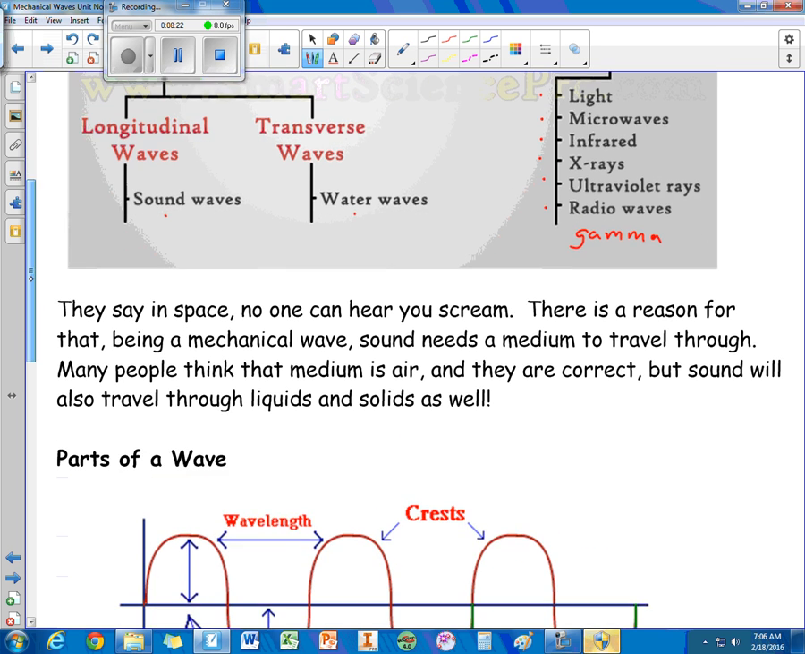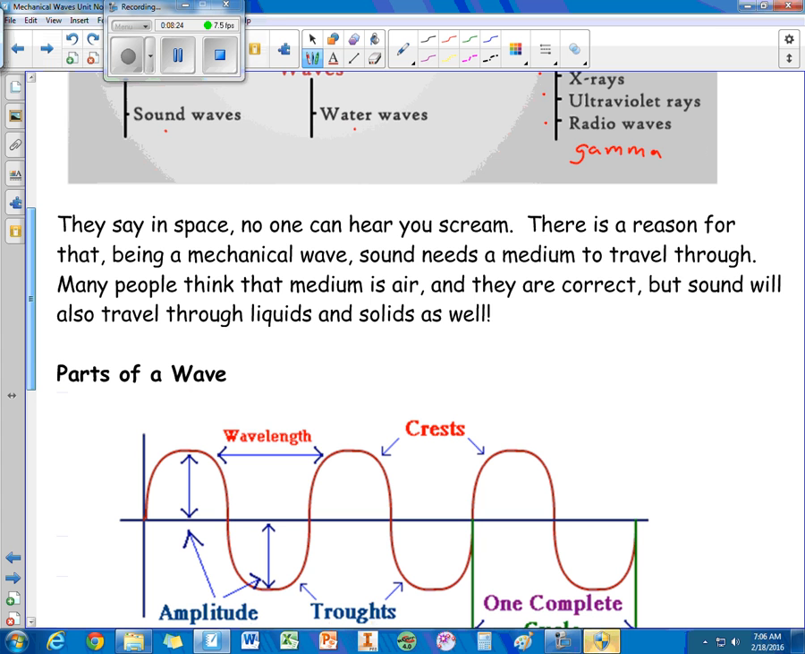It's kind of fun to say this, but in space, no one can hear you scream. And the reason for that is because sound is a mechanical wave. It needs a medium to travel through. Now, most people think that sound only travels through air, and that's actually false. Sound can travel through liquids and solids as well. And in fact, sound is faster traveling through liquids and solids than it is through air.